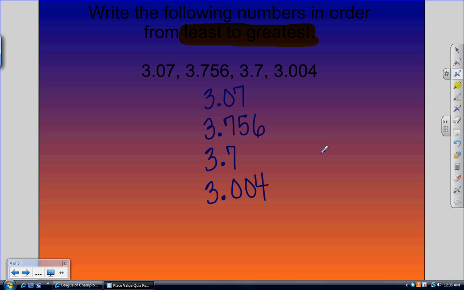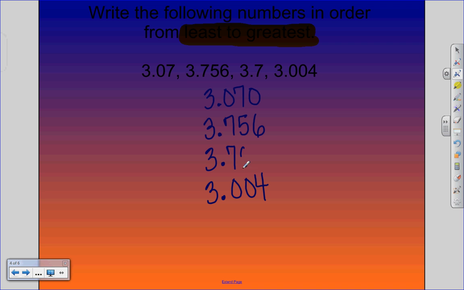Do not write your answer down in order from least to greatest when the question is asking you greatest to least. But this one, we want least to greatest. We've written them vertically so that they're lined up. Remember the zeros. Make sure that all of the numbers have thousandths place value. Then you can start comparing.